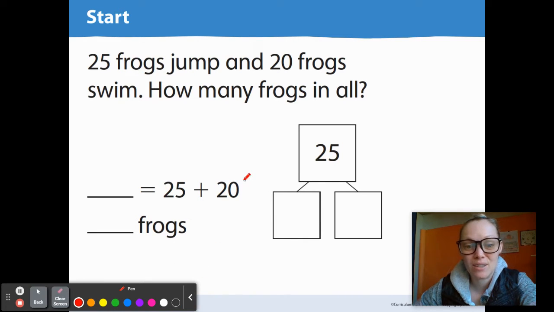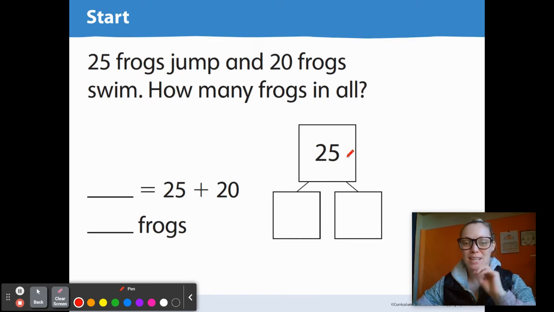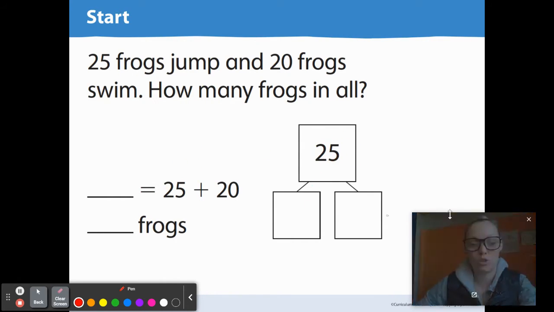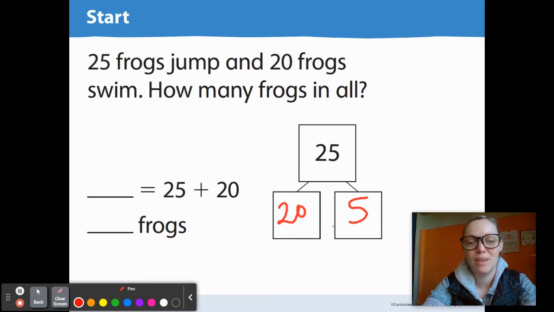20 is the tens that we're adding. It's just two tens. There's no extra ones. 25 is our any number. So when we say adding tens to any number, we're adding two tens to this number. And this number is harder because it has some extra ones. So we're going to want to break this up. You can break 25 up into 20 and 5.